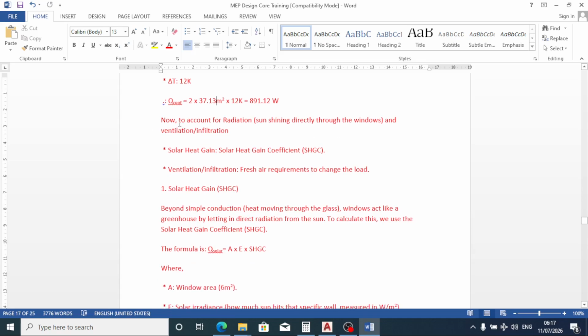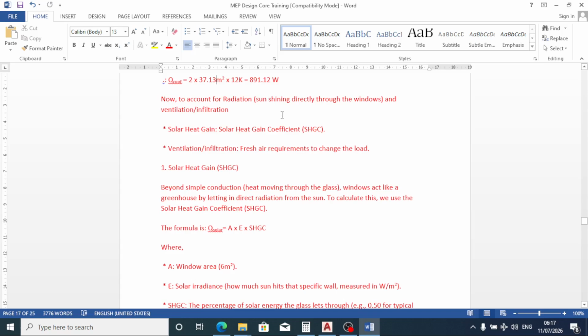Now when the sun shines, glass, because it's transparent, will allow some portion of the light to come into the space. That is why the glass is considered for this aspect of the heat load calculation. So now, to account for radiation, sun shining directly through the windows, and ventilation and infiltration, this part is going to be a separate part entirely, but let's go with the radiance first.